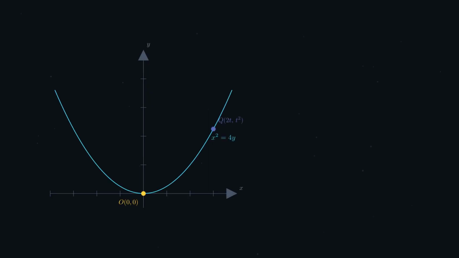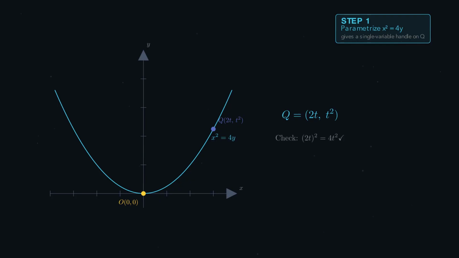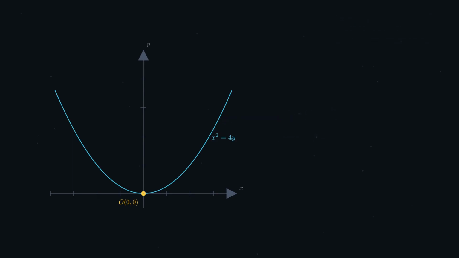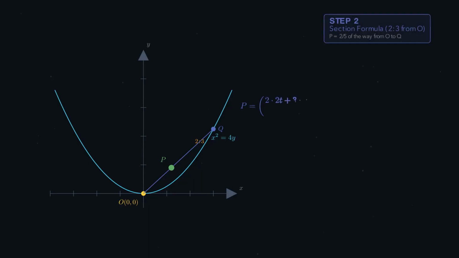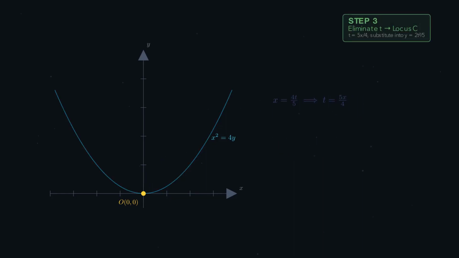The key move is recognizing that this ratio creates a simple scaling transformation. Let's parameterize. Any point Q on the parabola can be written as (2t, t squared). Now we apply the section formula. Since P divides OQ in ratio 2 to 3 from the origin, P lands at 4t over 5 in x and 2t squared over 5 in y. Notice how the origin being at O makes this just a 2/5 scaling of Q's coordinates.